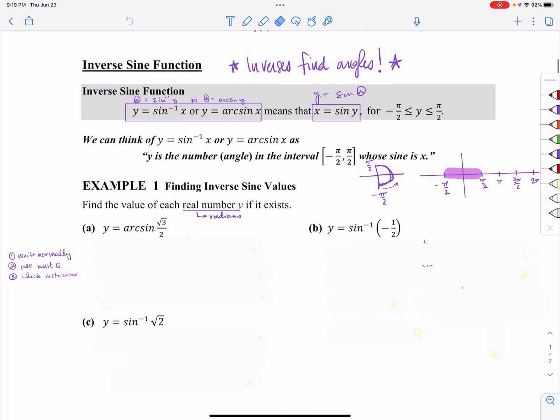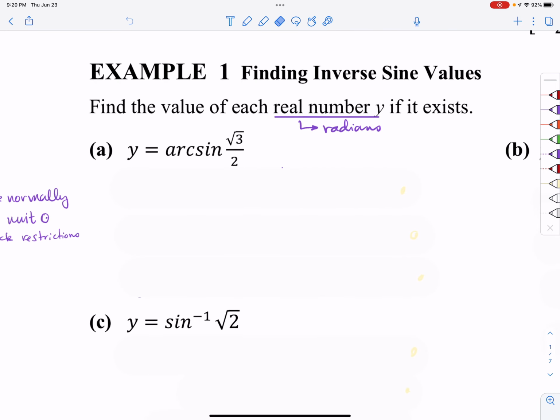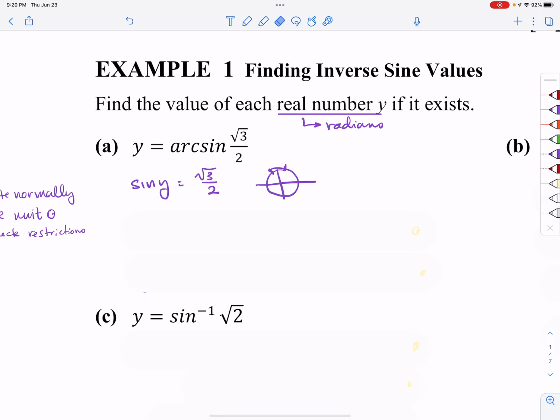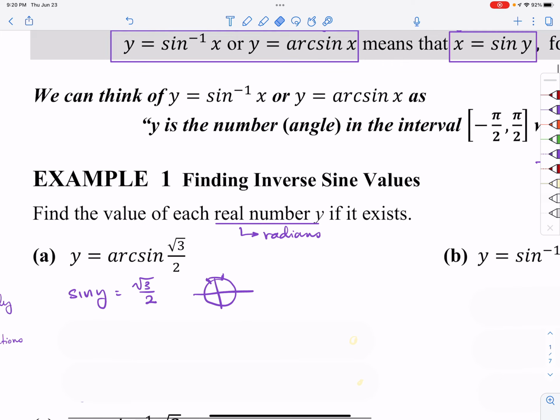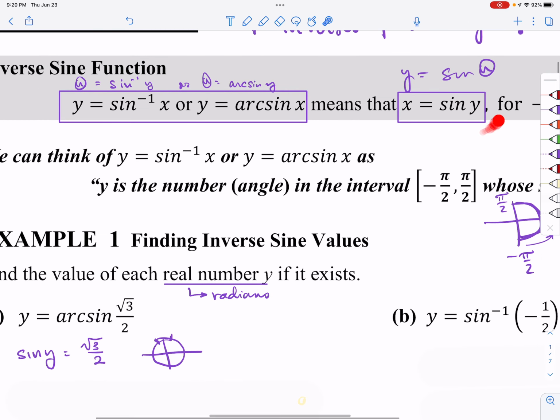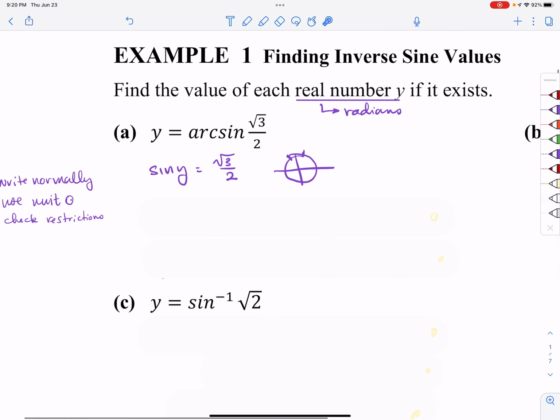Okay, so let's go ahead then and part A. The first thing that we want to do is write it normally. So this is where we're going to have the sine of y is equal to root 3 over 2. Again, this is using those concepts that we talked about in the first video. And then at this point, we want to go to the unit circle and find all of the places where the sine value is equal to root 3 over 2. Well, that's going to occur at 2 spots. I've already marked them here on the unit circle, and those 2 spots are going to occur at pi over 3 and 2 pi over 3.